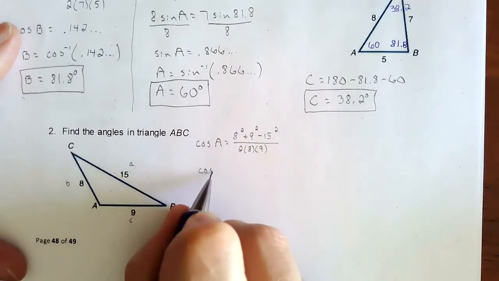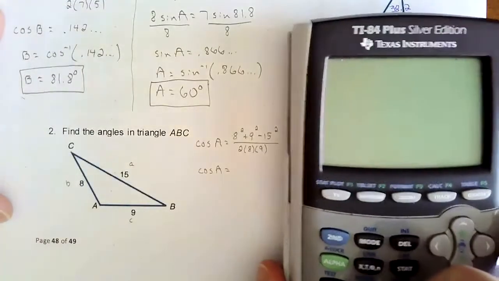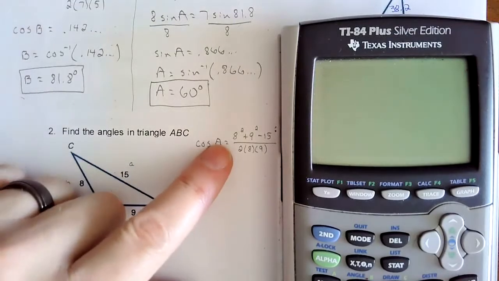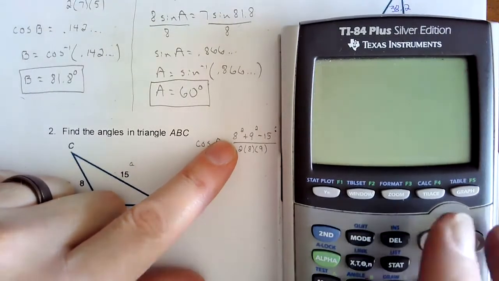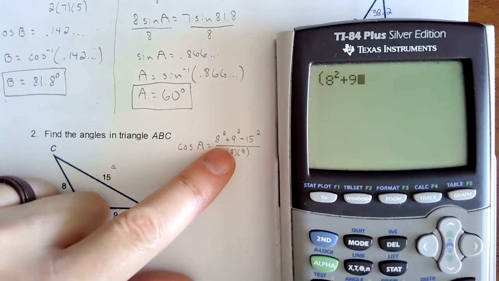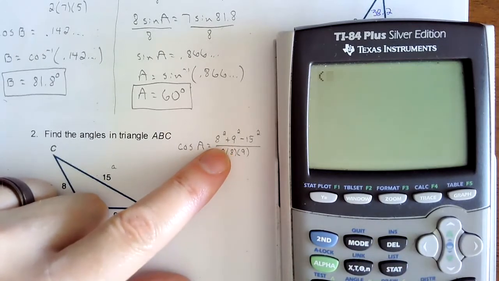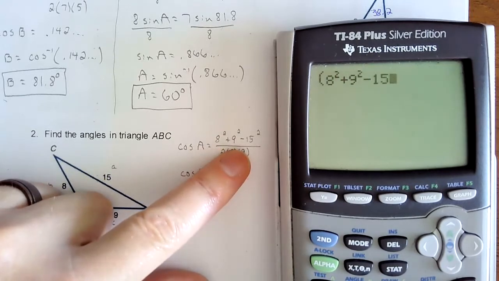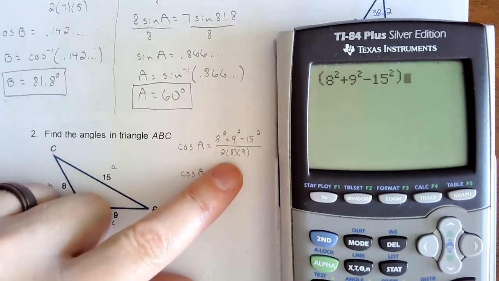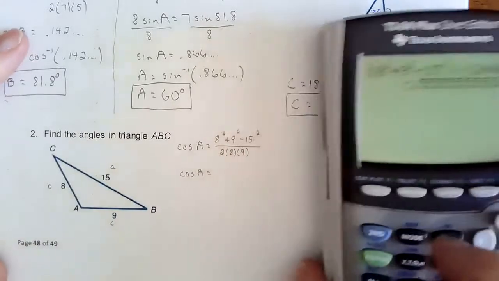All right, so I have no idea what that is. I'm going to throw that into a calculator and see what we get. Now I've got to be careful with the calculator. I have my numerator, so I need to put it in its own set of parentheses. So 8 squared plus 9 squared minus 15 squared, close the parenthesis for the numerator, divided by the denominator of 2 times 8 times 9. Okay, so negative 0.55555.